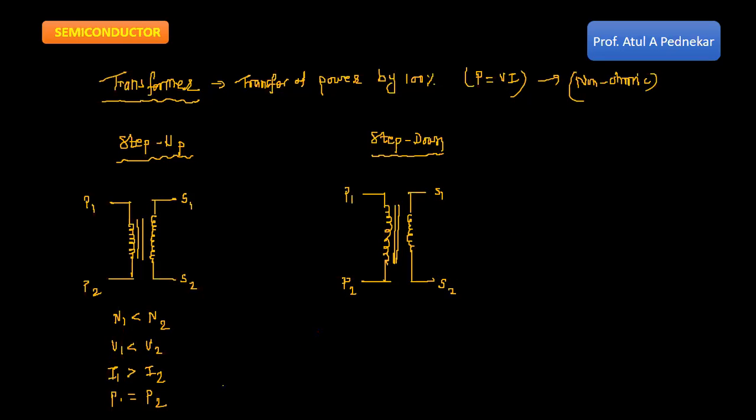Now here, if I compare, the number of turns are decreasing. If the number of turns decrease, the voltage will also decrease, but the current will increase. Whatever happens, power should remain the same. Input power must be equal to output power. Can you tell me where a step down transformer is used in your daily life?